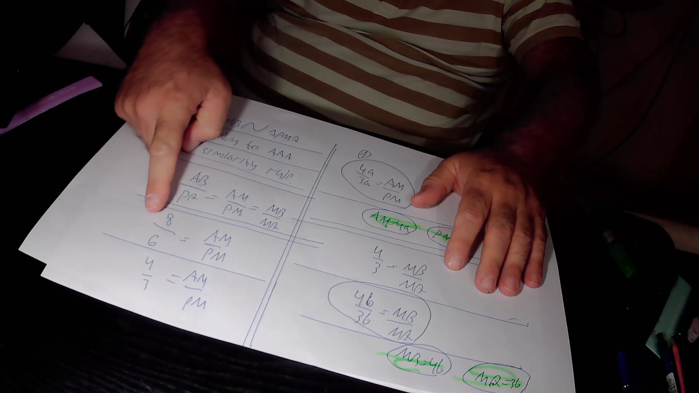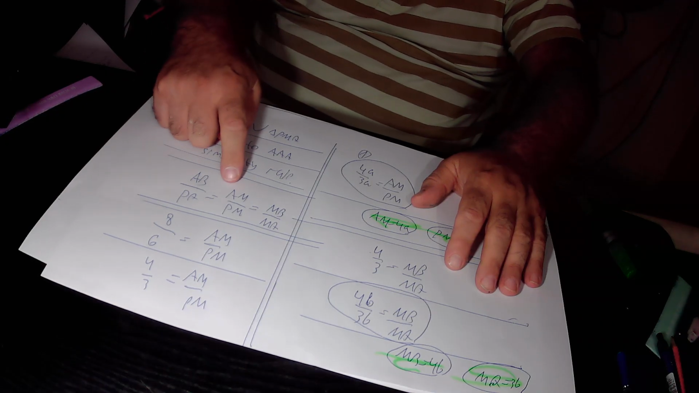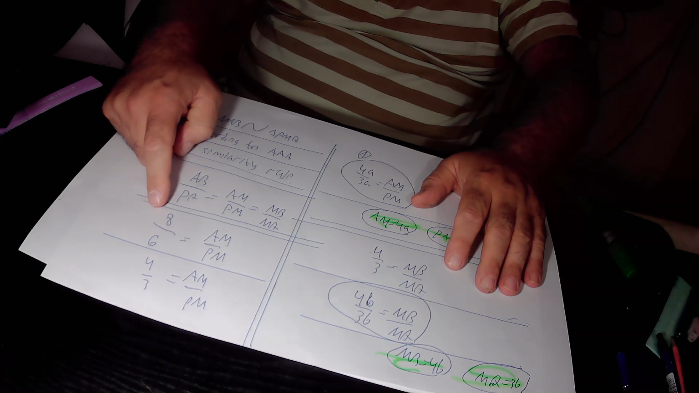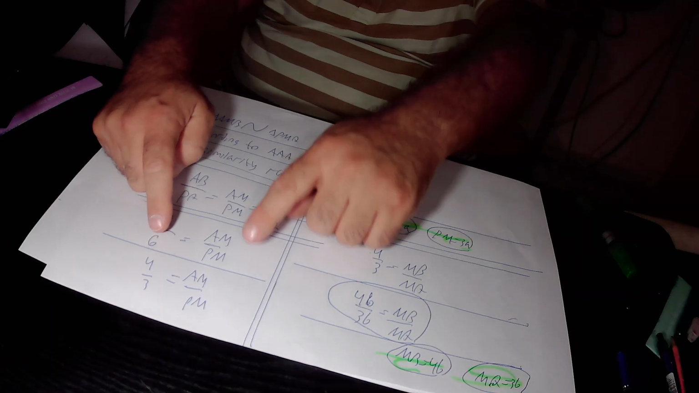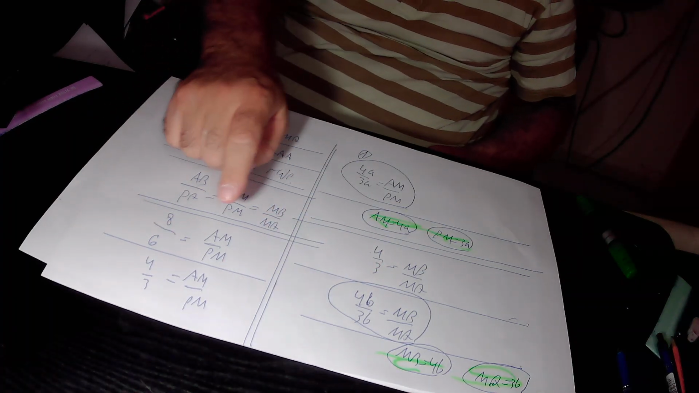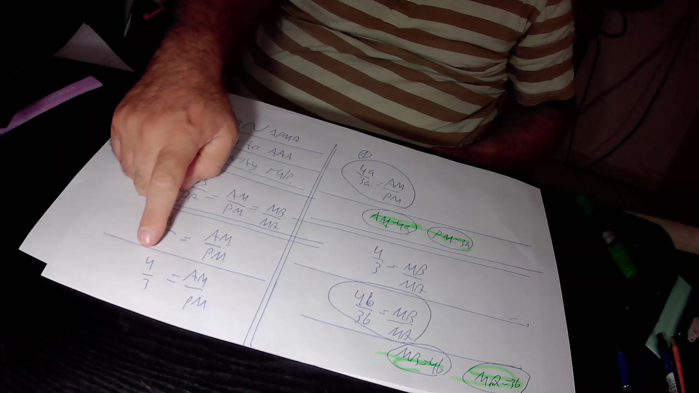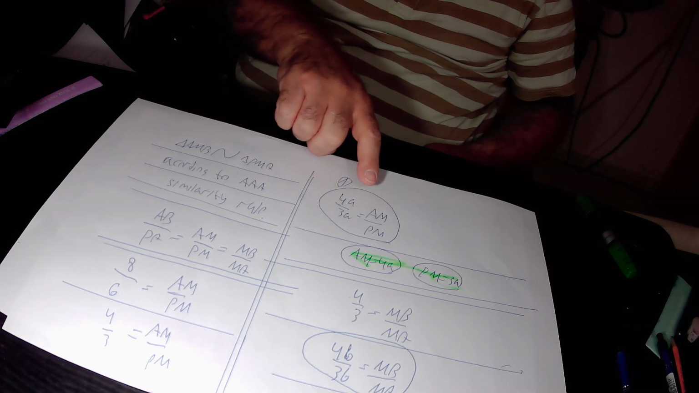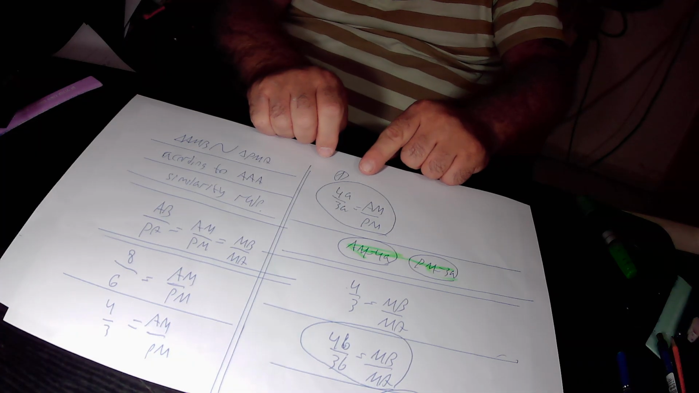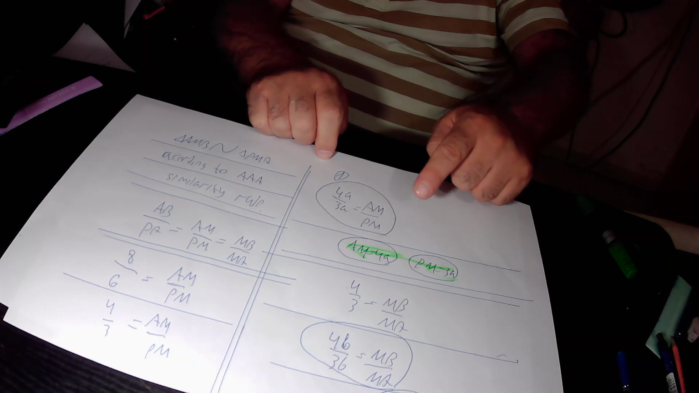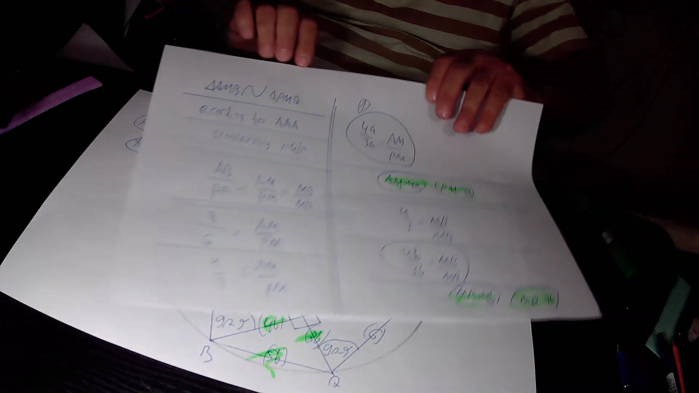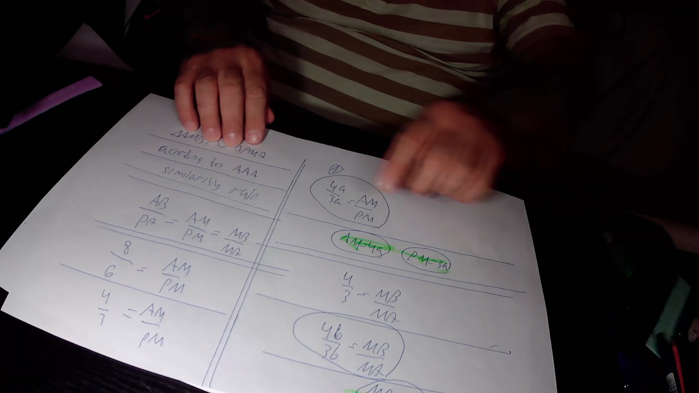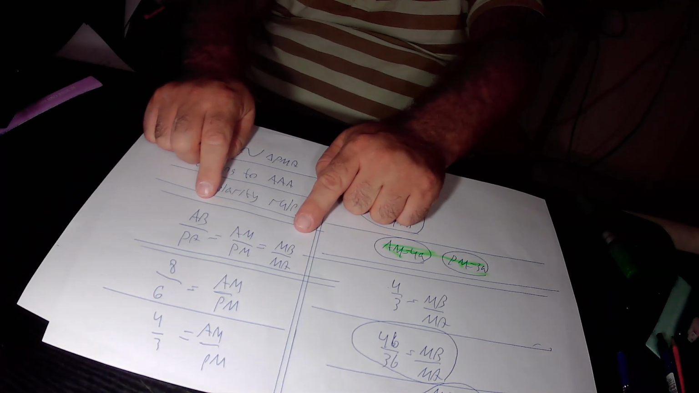AB is 8, PQ is 6, so 8 over 6 equals AM over PM. We divided both the numerator and the denominator by 2: 8 over 2 is 4 and 6 over 2 is 3, so 4 thirds equals AM over PM. We multiplied both the numerator and the denominator by A, and found out that 4A over 3A equals AM over PM. This equation means that if AM equals 4A, then PM equals 3A. Those two sides of the equation are also equal to each other.